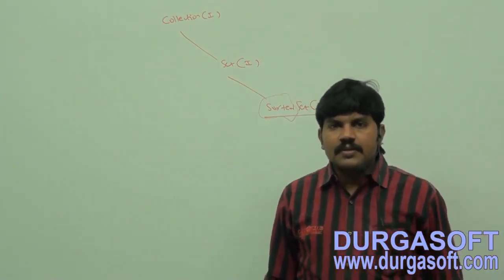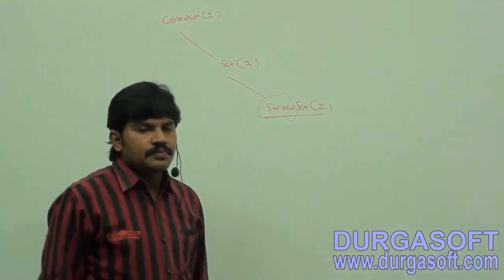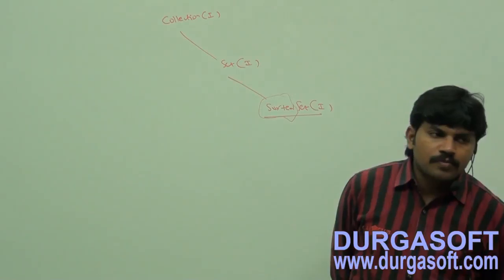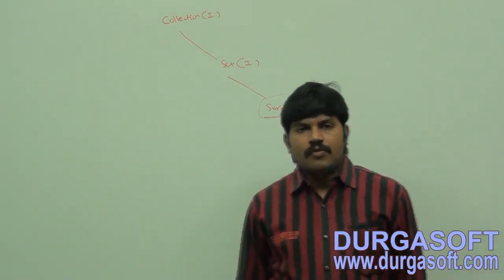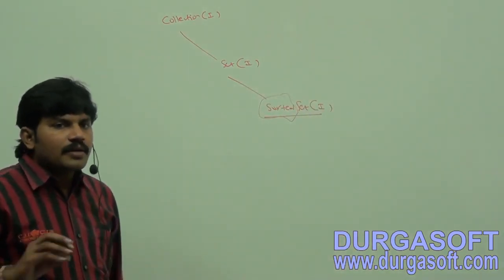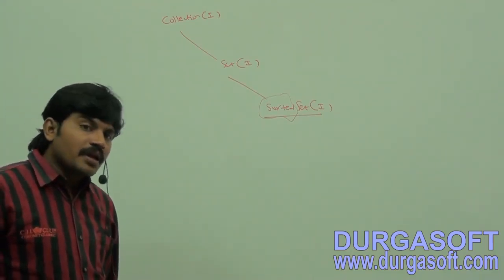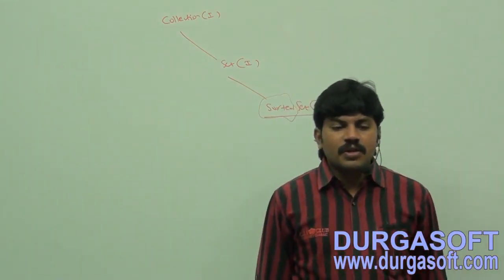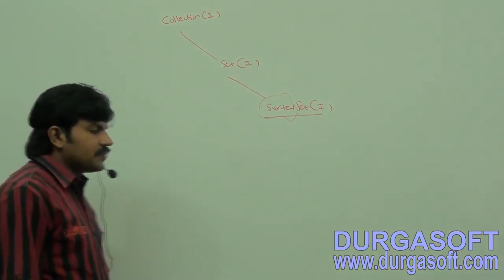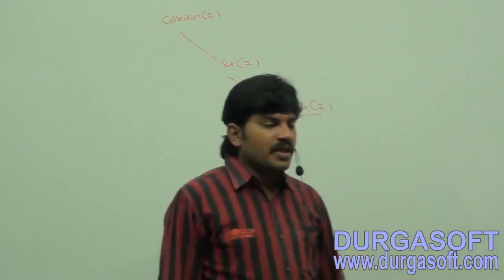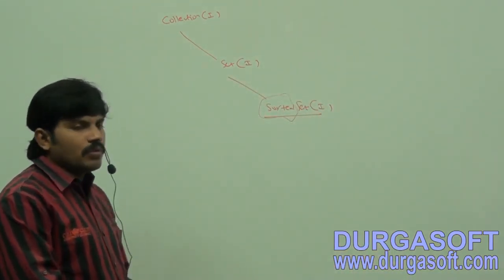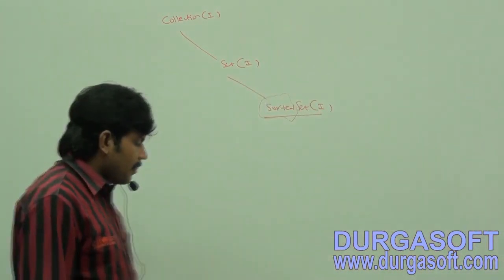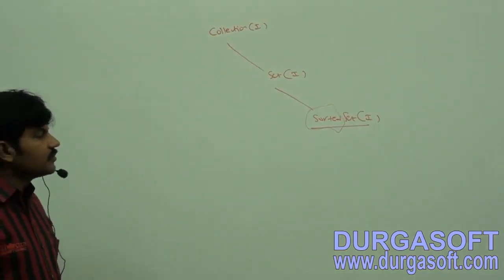Next, if we want to represent a group of individual objects according to some sorting order, without duplicates, then we should go for sorted set. That's all. Are you getting?